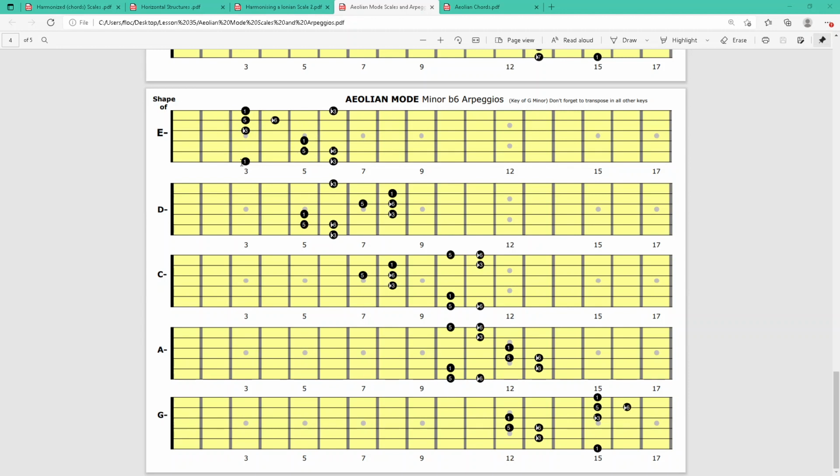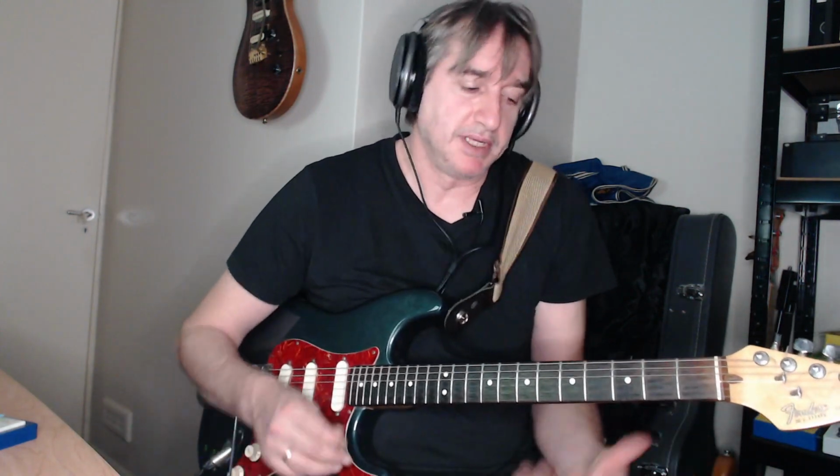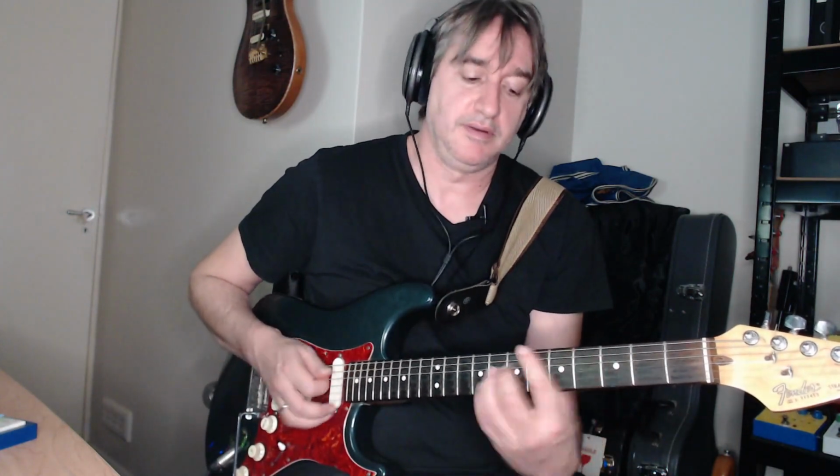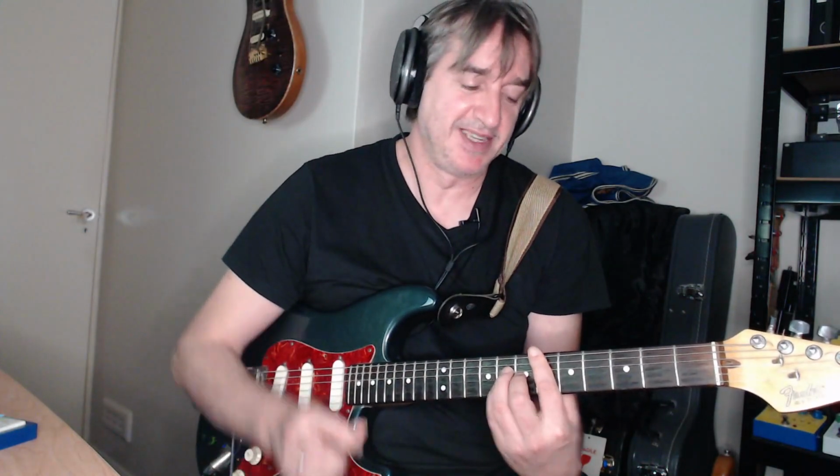If I deleted this note and I started my arpeggio here from the flat 6, this is a major 7 arpeggio, okay? If this is G, this note is E flat. What you're looking at is also E flat major 7. Confusing as it sounds, but now you're looking into the world of chord substitutions. So this, as you can see, sounds like an E flat major 7.